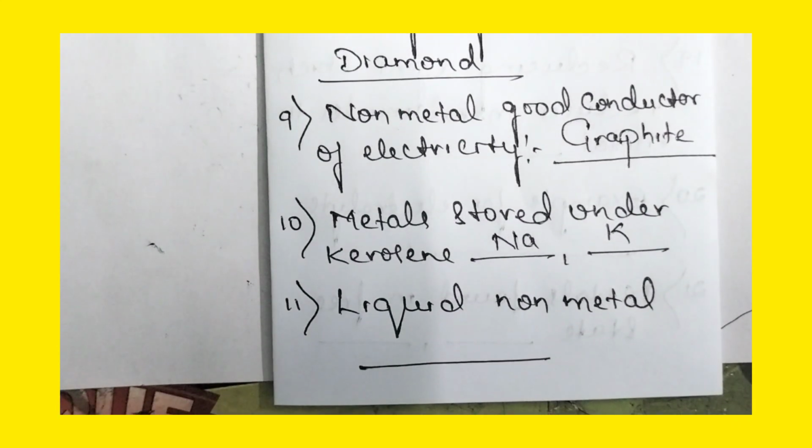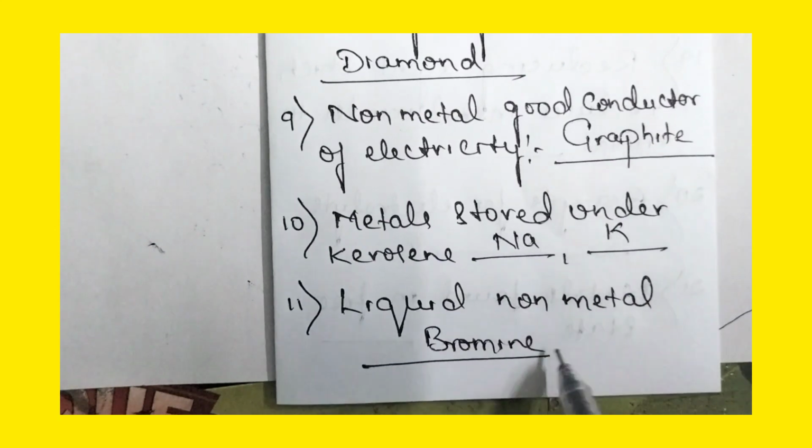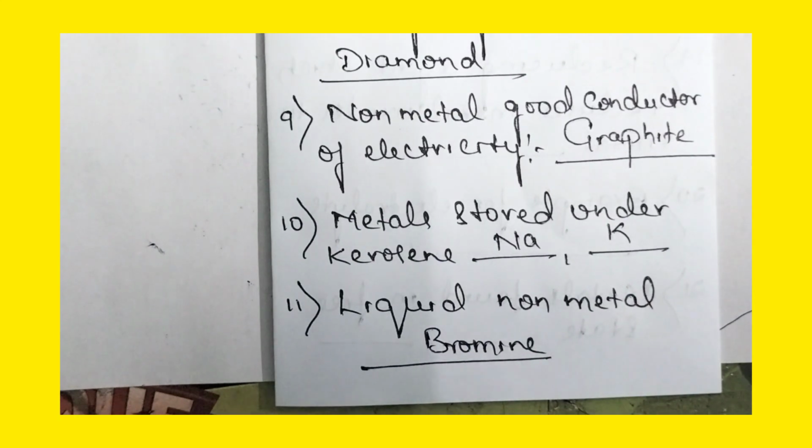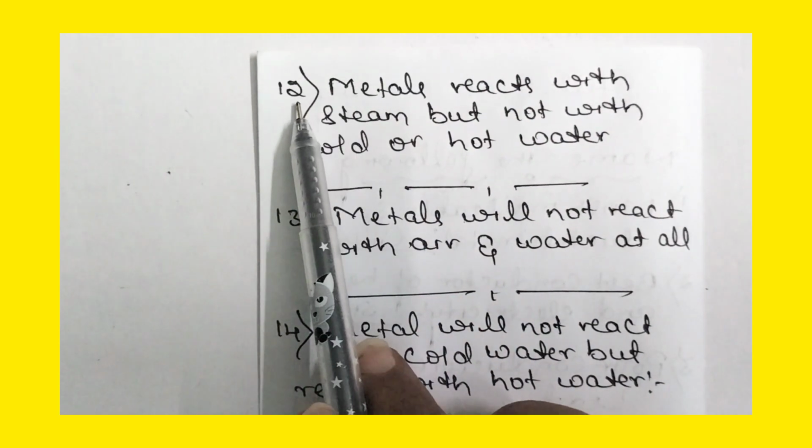Then coming to the 11th one, that is a liquid non-metal. Usually we know that non-metals exist in all three states, solid, liquid and gas. But let us know which is a liquid non-metal. A liquid non-metal is bromine. So bromine is a liquid non-metal. So now let us see the 12th question. Now let us answer the 12th one.